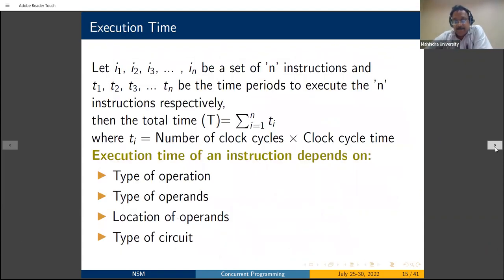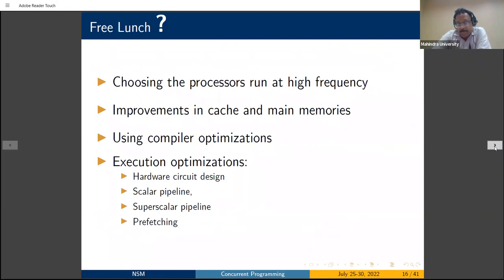That means when we replace a slow processor with a fast processor, we can get better performance. That is the free lunch for the programmers. In olden days, that was the free lunch. But now we don't have that much luxury. If you want better performance, we have to use some other alternate techniques.